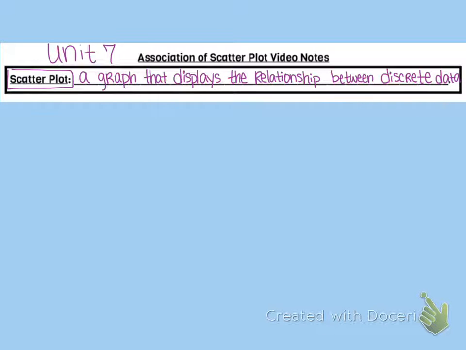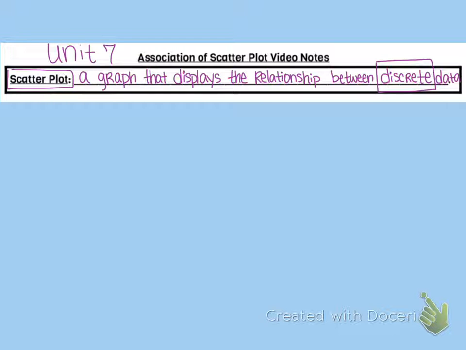a graph that displays the relationship between discrete data. Okay, so go ahead and copy down that definition for a scatterplot. Again, it's a graph that displays the relationship between discrete data. And I'm going to go ahead and box in this keyword of discrete data.